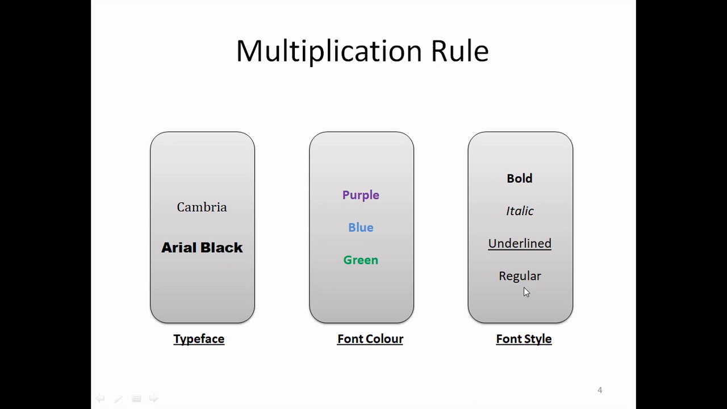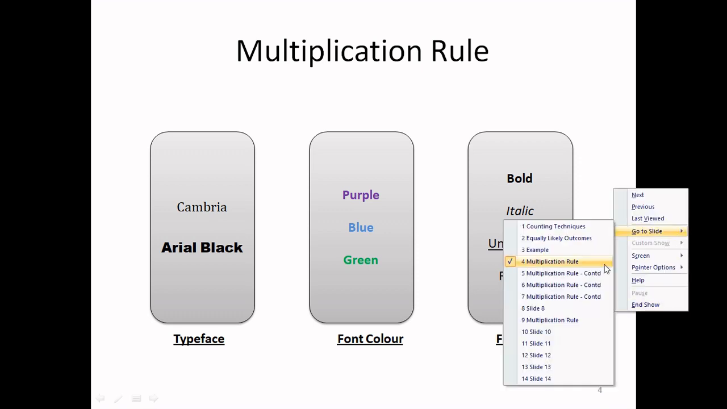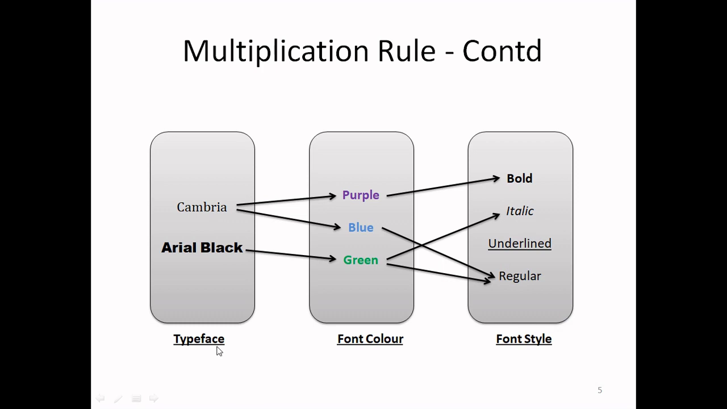Well, there are different variations that these 3 students can make use of, and that is shown in the next slide as well. As you can see over here, let's say student 1 makes use of Cambria as a typeface. Then for font color, she will use purple and keep the font bold. Another student also makes use of Cambria, but the student selects font color blue and keeps the text regular. And the third student makes use of green color and keeps the font regular.